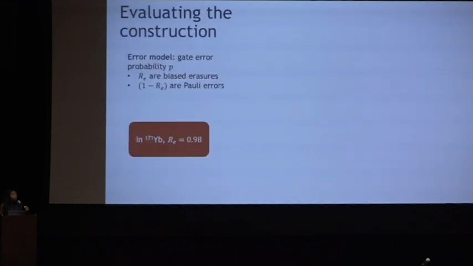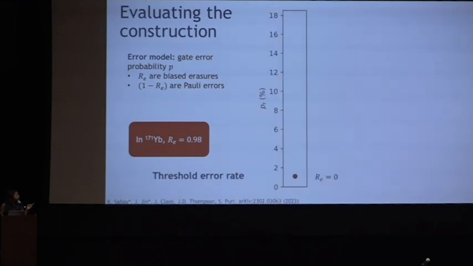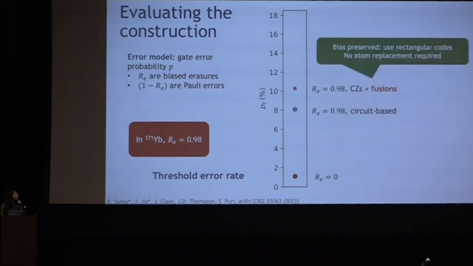So now let's examine the performance of this protocol. I use the same error model that I did earlier, where each gate experiences an error with probability P, out of which a fraction can be erasures. We already showed you that the threshold error rate for zero erasure fraction is 1%, and for a gate-based approach is 8%. With this new hybrid fusion construction, the threshold increases to 10%.